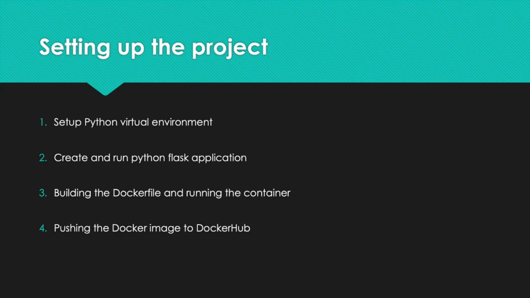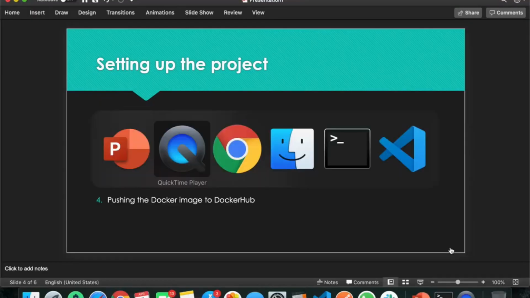First, we will be setting up the project. First step would be to set up the Python virtual environment. Then we will be writing the code for Flask application. We will be writing a new REST API here. Then we will be building a Docker file and we will try to run that image on our local systems. And then we will be pushing the image to Docker Hub. So this is the first part of our tutorial. So let's get started on this.